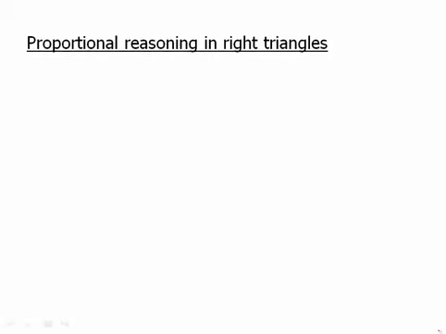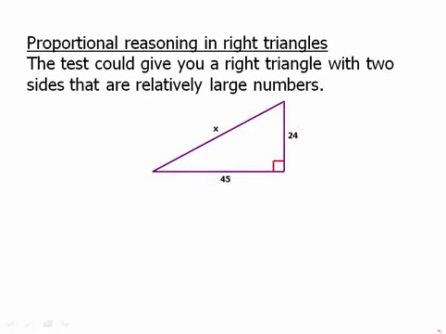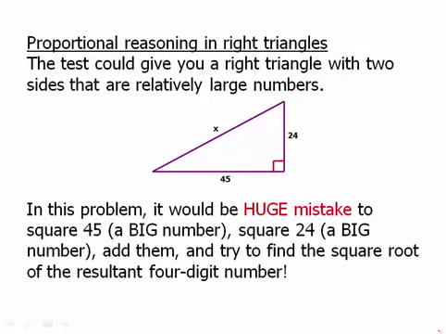Now this leads us to a discussion of proportional reasoning in right triangles. The test could give you a right triangle with 2 sides that are relatively large numbers. So technically, if we wanted to find x, we'd have to do 24 squared plus 45 squared equals x squared. In this problem, it would be a huge mistake to square 45, that would be some really big number, square 24, that would be another big number, add those 2 numbers together, and try to find the square root of the resultant 4-digit number. That would be a spectacularly bad idea.